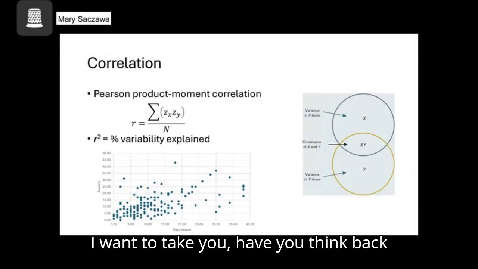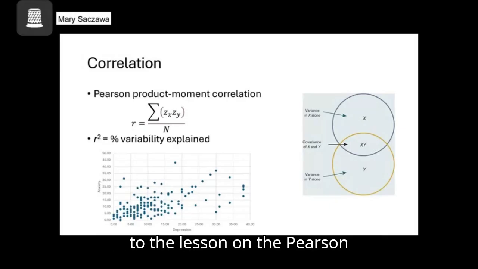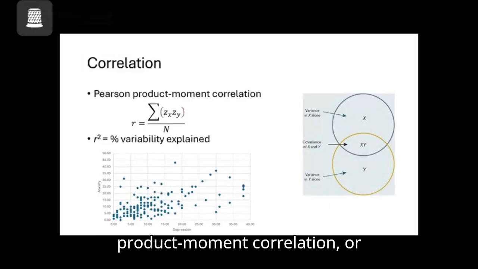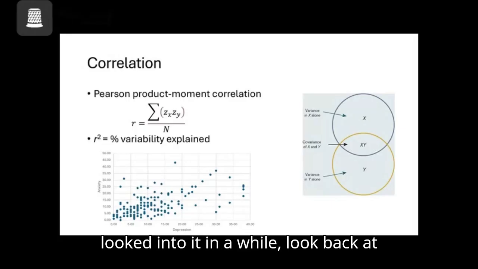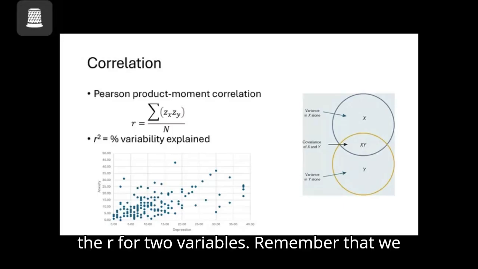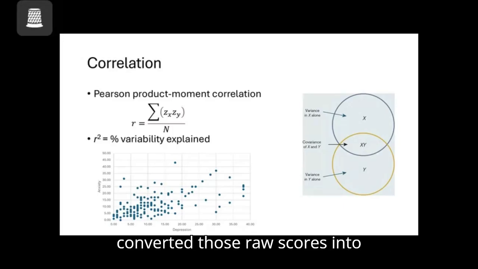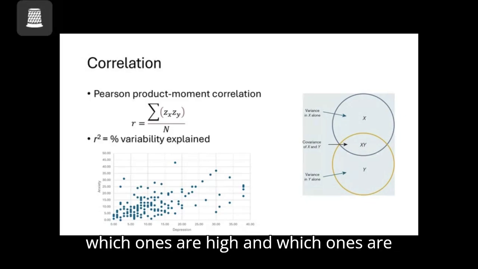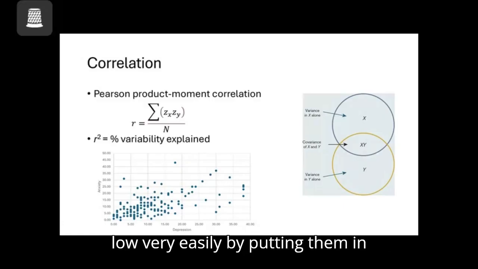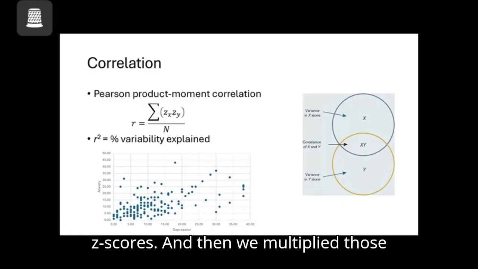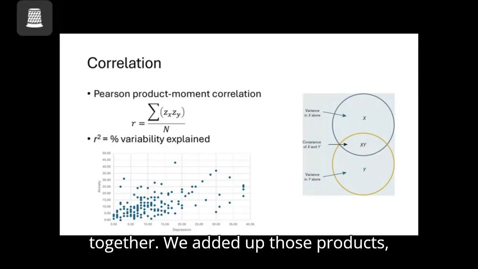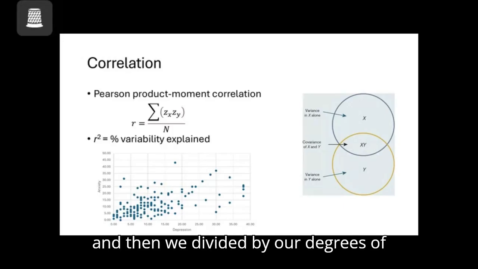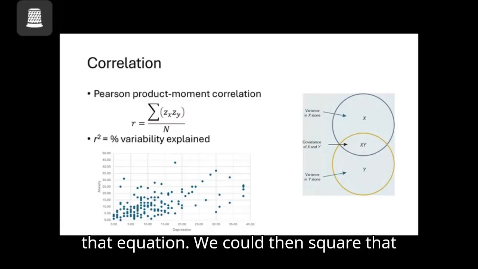For that, I want to have you think back to the lesson on the Pearson product moment correlation or correlation analyses. If you haven't looked into it in a while, look back at that lecture video on how to calculate the R for two variables. Remember that we converted those raw scores into z-scores in order to put them on the same scale and be able to see which ones are high and which ones are low very easily by putting them in z-scores. And then we multiplied those together. We added up those products, and then we divided by our degrees of freedom. That's what you can see there in that equation.